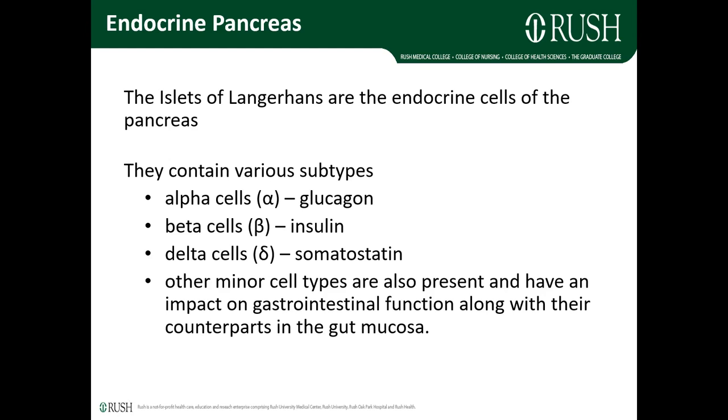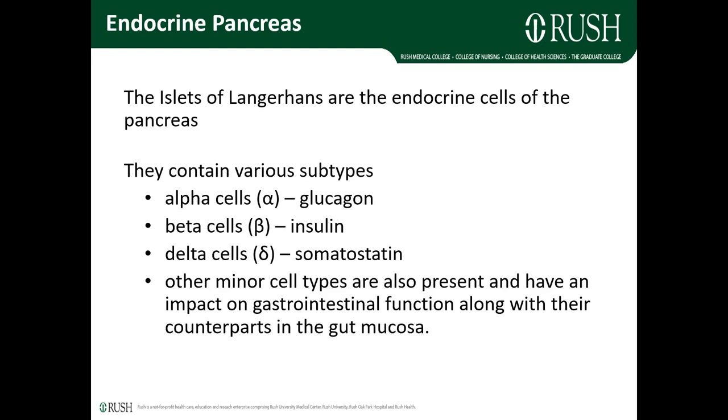The islets of Langerhans are the endocrine cells of the pancreas. The endocrine portion of the pancreas contains a number of cells. The alpha cells produce glucagon, a hormone that works with other hormones and bodily functions to control glucose levels in the blood.